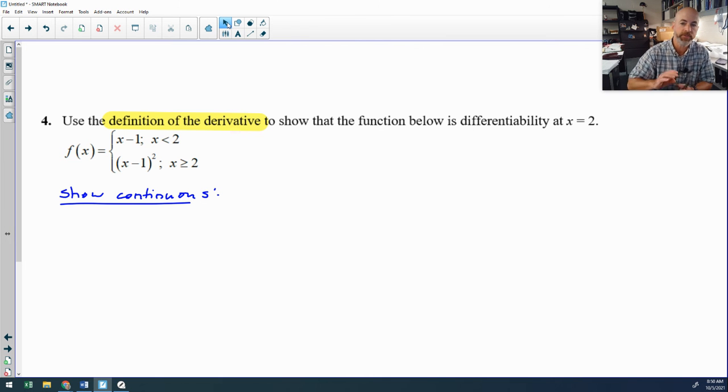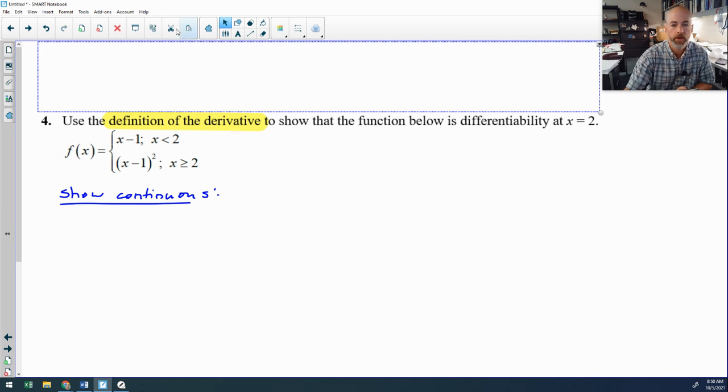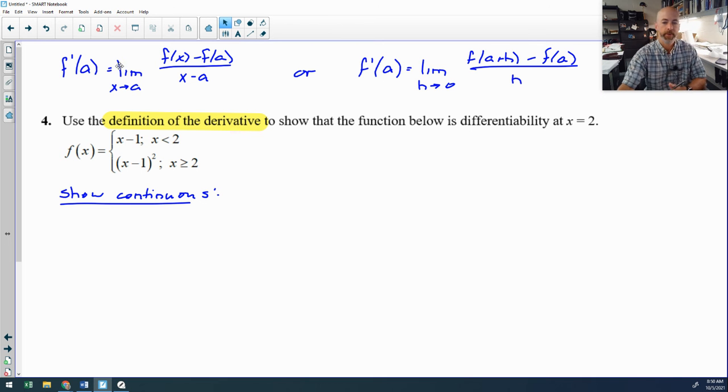So the two definitions of a derivative that you need to be familiar with are here. f prime of a is the limit as x approaches a of f of x minus f of a over x minus a. And then f prime of a is the limit as h approaches 0 of f of a plus h minus f of a over h. I personally prefer the one on the left, especially if I have a point in question.